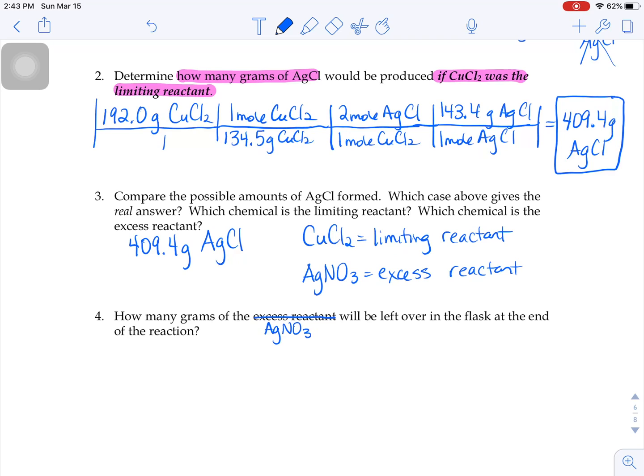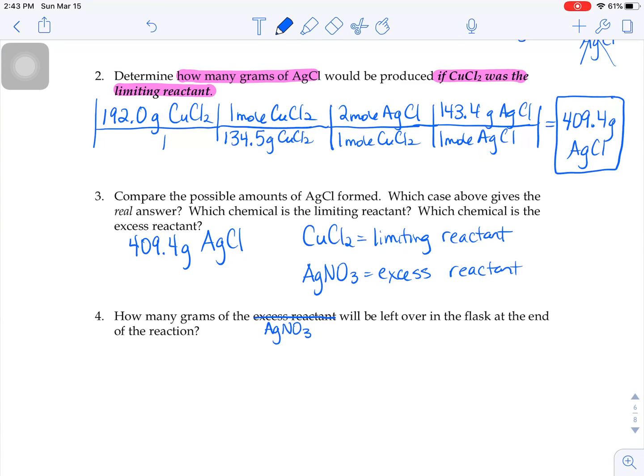that's what I'd write there. Now it wants to know how many grams of silver nitrate are left over in the flask at the end of the reaction. So our goal is to get to grams of silver nitrate. That means we're not going to start with grams of silver nitrate. We're going to end with grams of silver nitrate. So what do we start with?